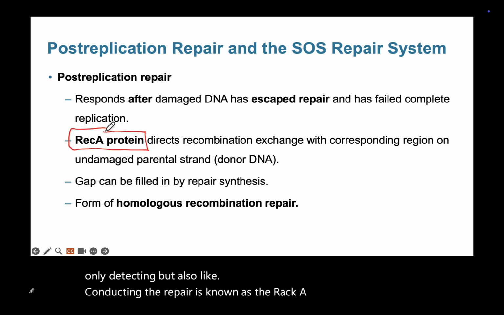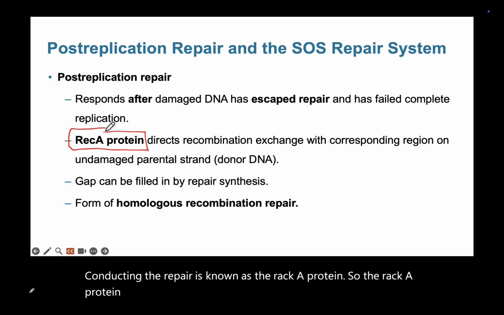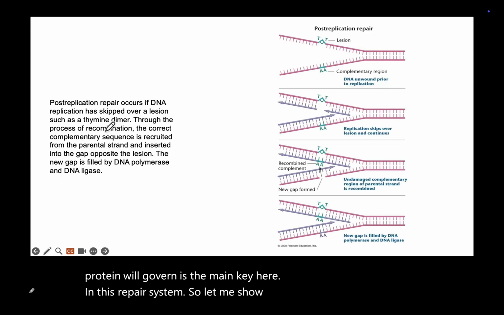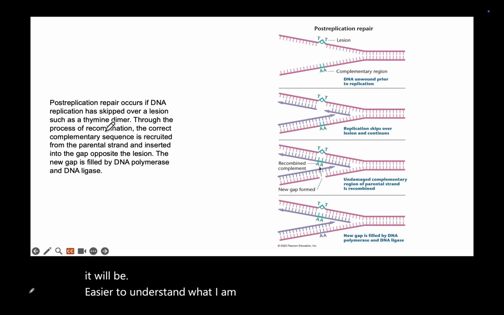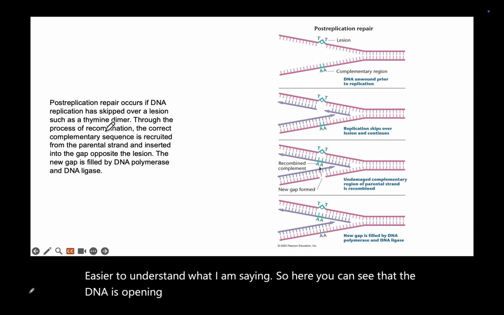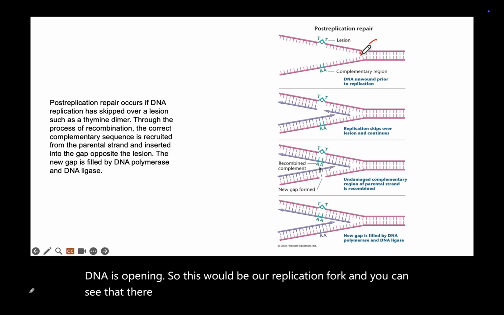So the RAC-A protein is the main key in this repair system. Let me show you this figure because I think it will be easier to understand what I am saying. Here you can see that the DNA is opening. So this would be our replication fork. And you can see that there is a lesion right here in this DNA.